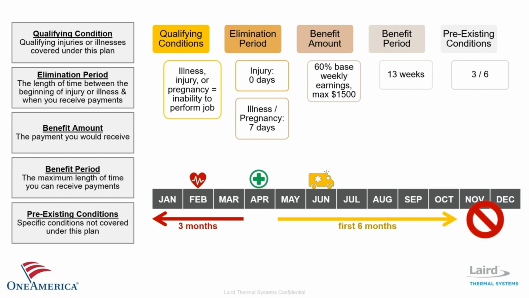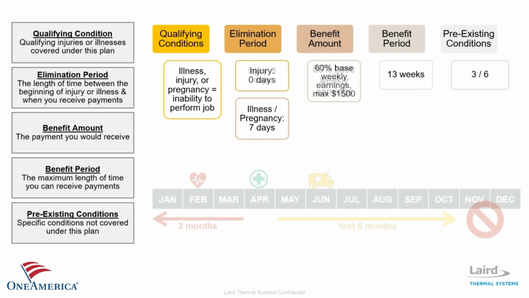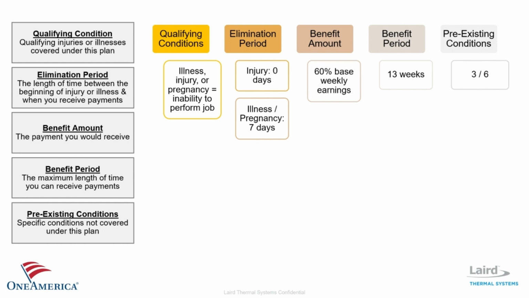The long-term disability plan works similarly to the short-term plan with a few key differences. First, the elimination period is 90 days or 13 weeks. If you are receiving short-term disability benefits and need to extend coverage beyond the 13-week benefit period for short-term disability, your claim will automatically roll into long-term disability coverage.